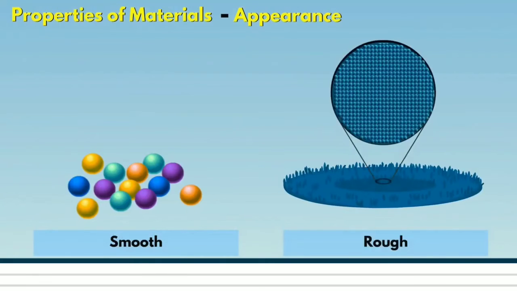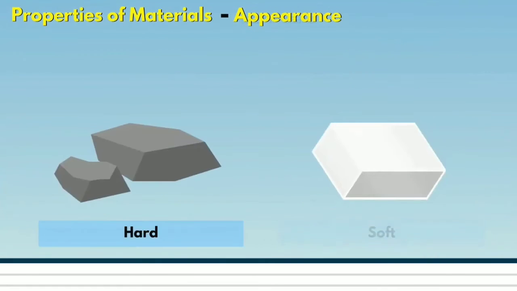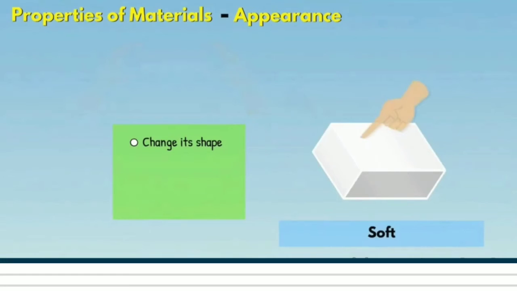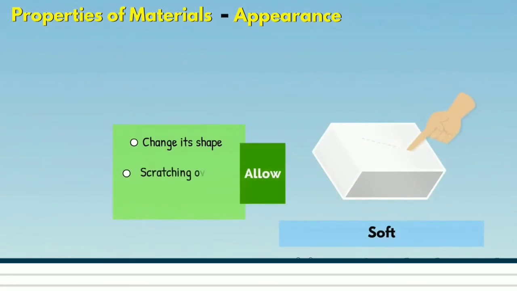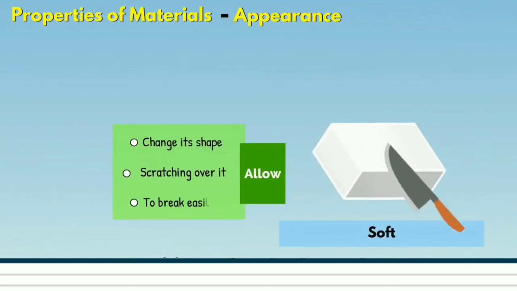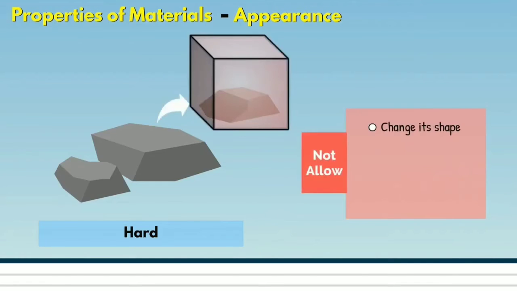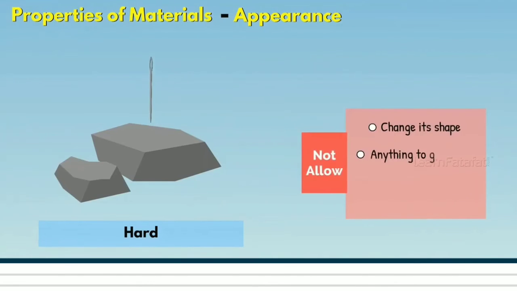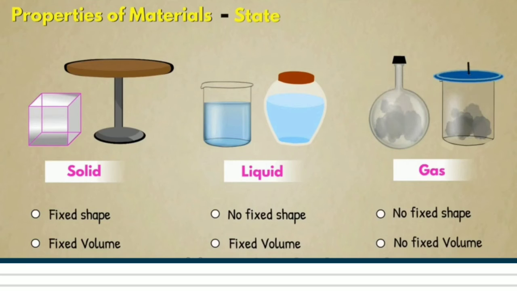Some materials are smooth while some others are rough. Some materials are soft while others are hard. Materials which can be compressed or scratched easily are referred to as soft, like sponge and cotton. Materials which are difficult to compress, cut or break are referred to as hard, like iron and copper. Materials also have different state like liquid, solid and gas.